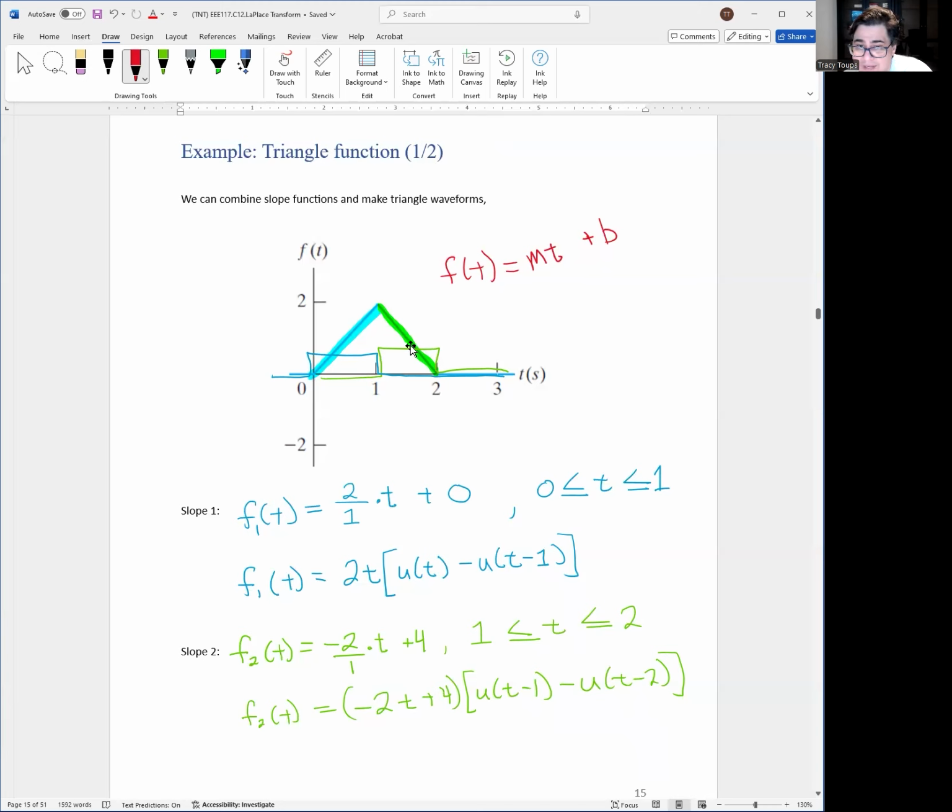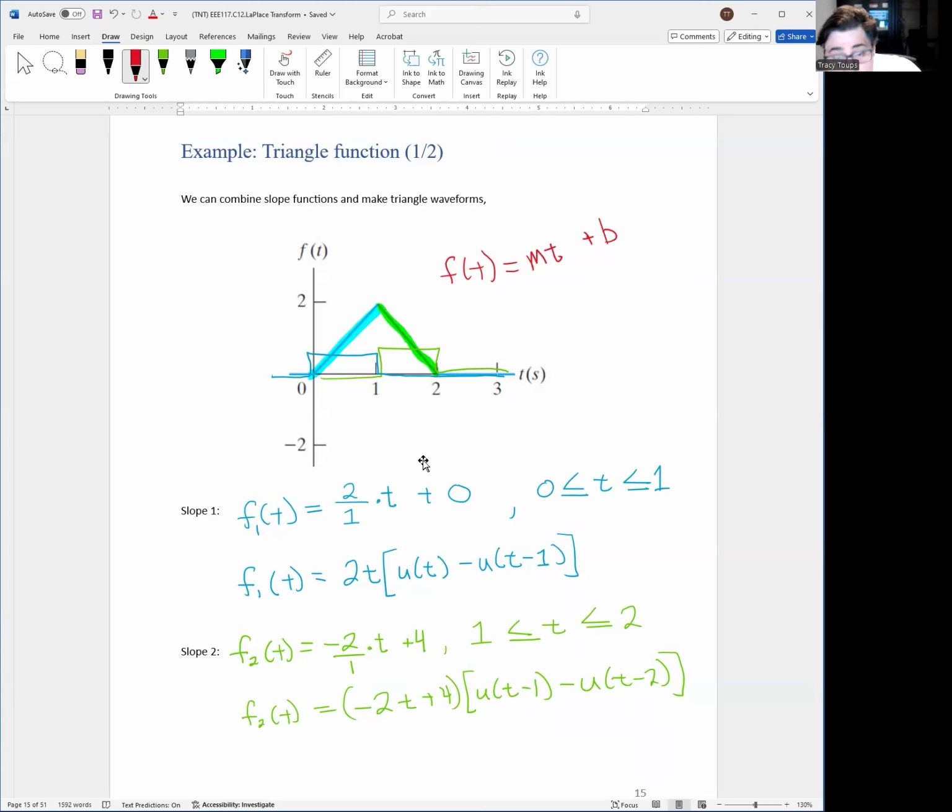The green slope going down is going to be another slope. It's going to be vastly different from blue. We could then make another window function, a step function that turns on at 1 and off at 2, and multiply these two together to chop the green waveform only between 1 and 2. So you have the blue waveform chopped between 0 and 1 and the green waveform between 1 and 2, and you add them together to get the triangle waveform. That's a plan we can do.